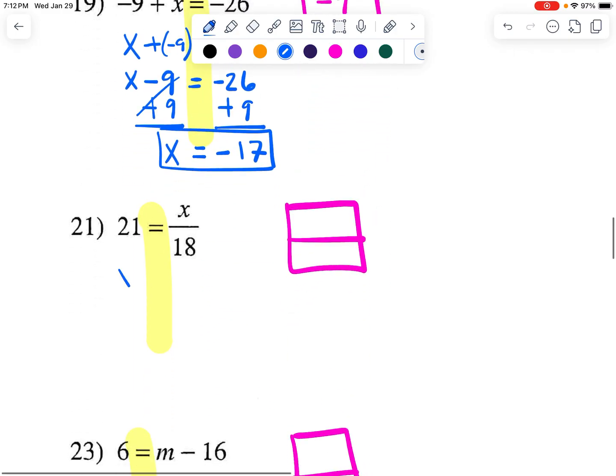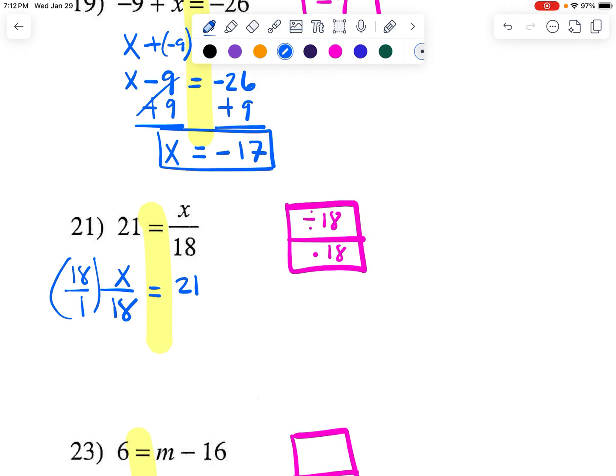All right, I have X divided by 18 is equal to 21. Since X is being divided by 18, we need to times by 18. So I'll times this by 18 over 1 on the left and 18 on the right. These 18s cancel, leaving us with 1x. And maybe you need to do a little side calculation over here, ladies and gentlemen. But 21 times 18, I'm going to have to speed this up a little bit, is 378.